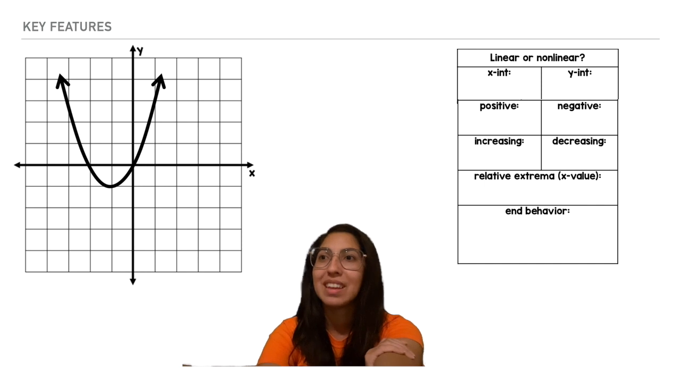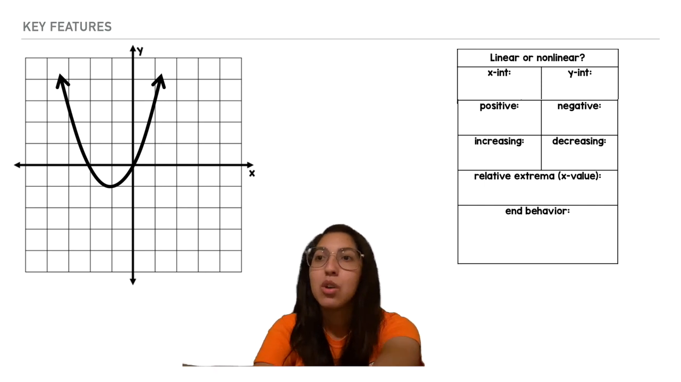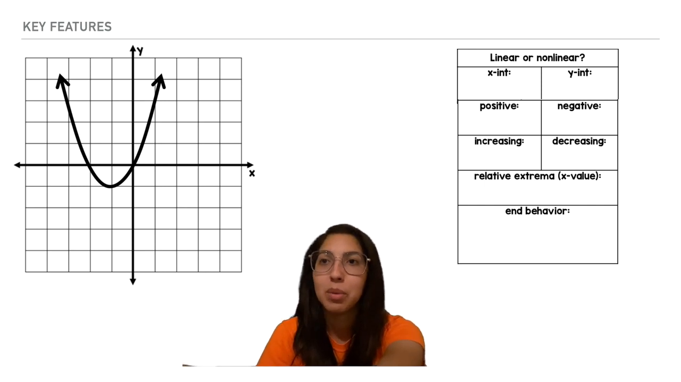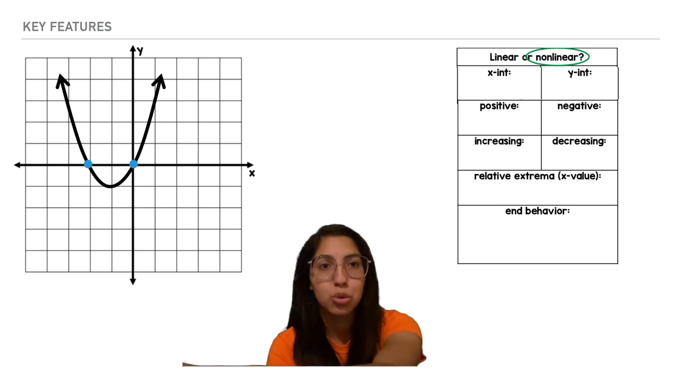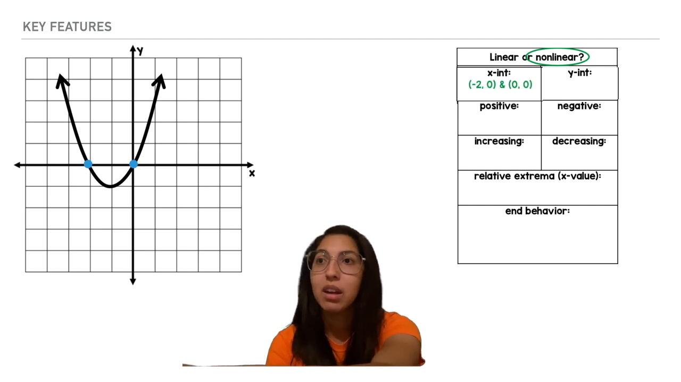So this is the same thing. Is it linear, nonlinear, x-intercept, y-intercept, positive, negative, increasing, decreasing, relative extremas, and end behavior. So this is nonlinear. If you look at the graph, it actually has two x-intercepts, which is okay. So at (-2, 0) and (0, 0). And then the y-intercept is at (0, 0). That's where it crosses the y.